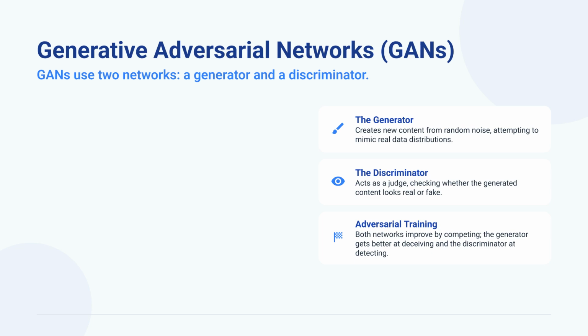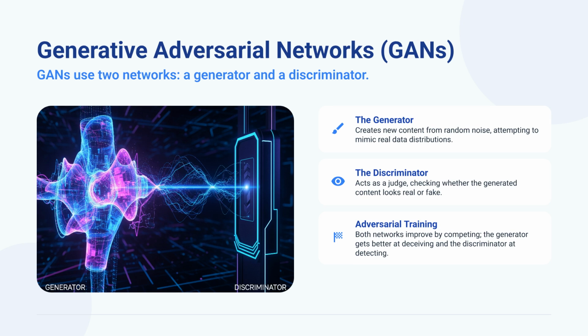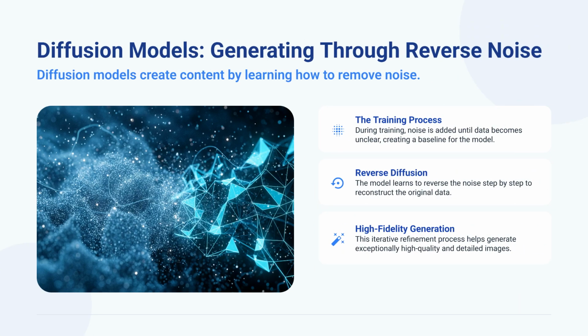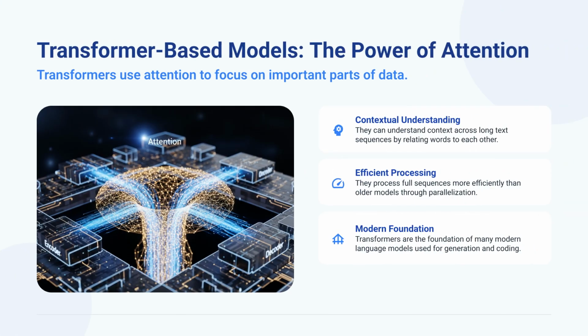Generative adversarial networks, or GANs, use 2 competing networks: a generator that creates content and a discriminator that acts as a judge, checking if the content is real or fake. This adversarial training improves both networks, making GANs excel at realistic image and synthetic data generation. Diffusion models create content through a reverse noise process. During training, noise is added to the data. Then, through reverse diffusion, the model learns to iteratively remove this noise step by step, which results in exceptionally high quality and detailed images for design and editing.